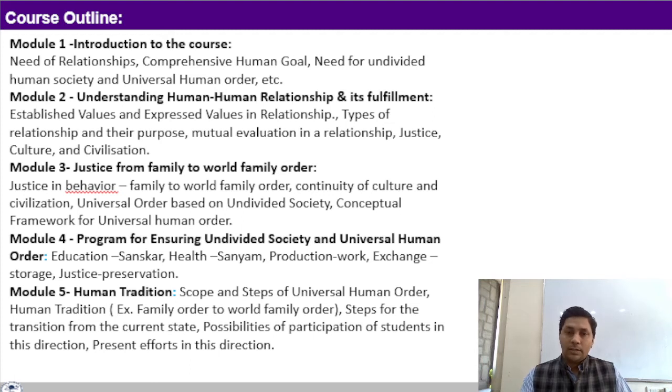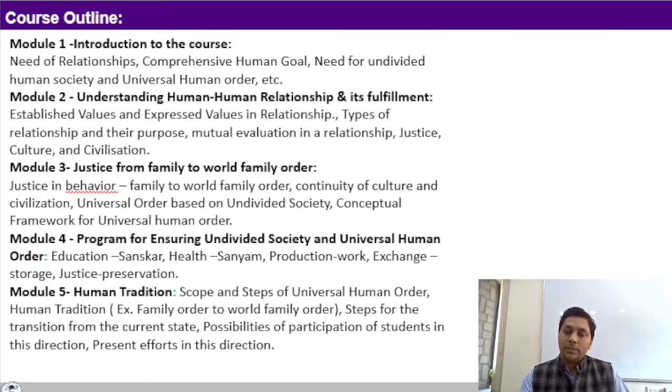The outline of the course is as follows. The whole course is divided into 5 modules. Module 1 talks about the introduction of the course. We will talk about introductory things like need of relationships, comprehensive human goals, need for undivided society, etc. Module 2 discusses human-human relationship and its fulfillment in detail. We will talk about various formulations of relationships.